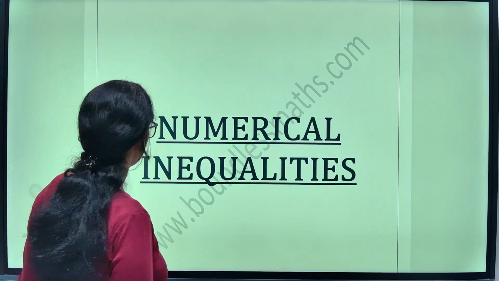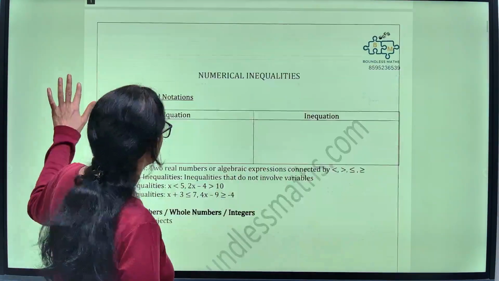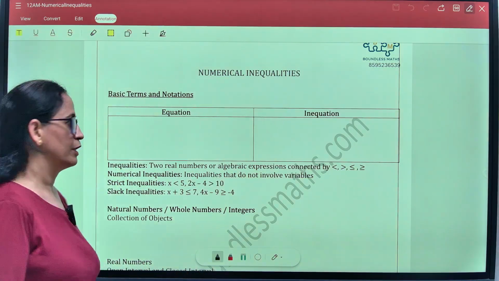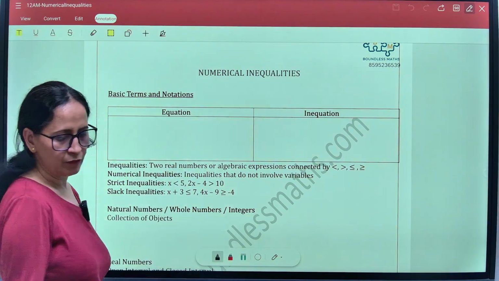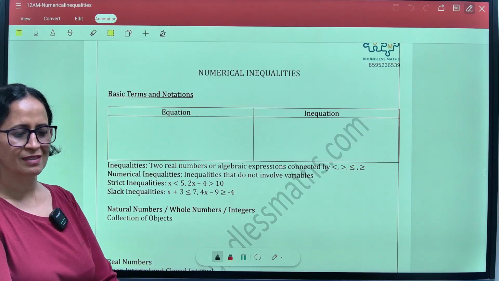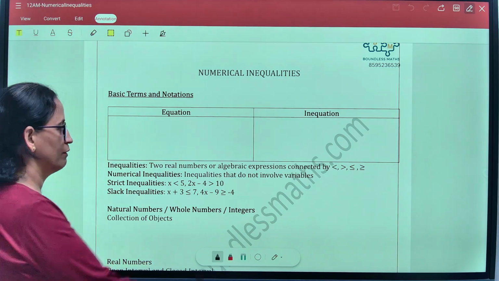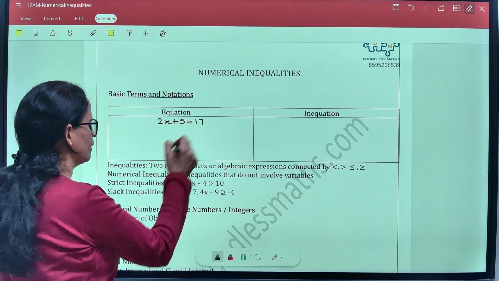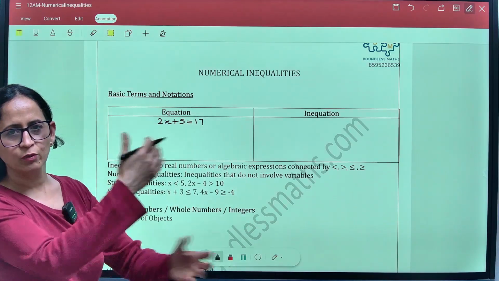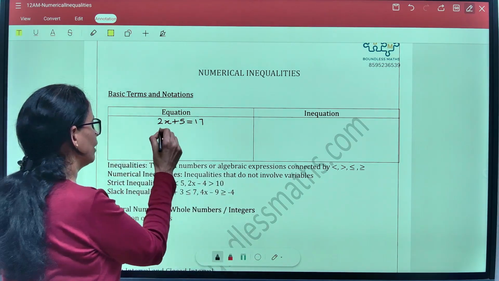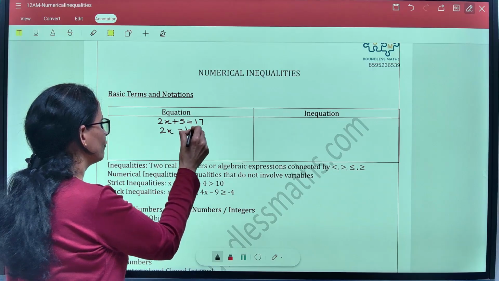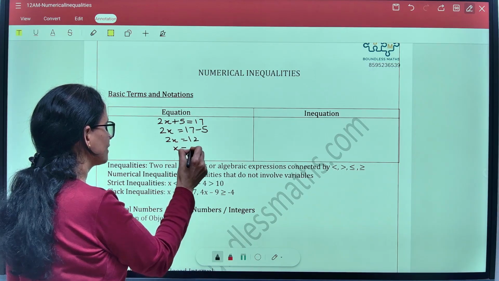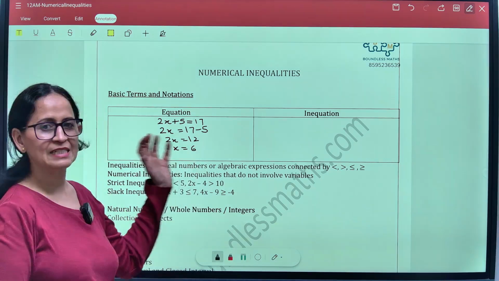So before we start solving the questions, let's first understand the basic terms and notations that we use while solving questions related to numerical inequalities. Now we have been solving algebraic equations since grade 6 and we understand how to solve an algebraic equation. For example, 2x + 5 = 17. We transpose terms from left to right or right to left and then find the exact value of x that would conform to this equation. So in this case, the value of x comes out to be 6. We have an exact answer here.